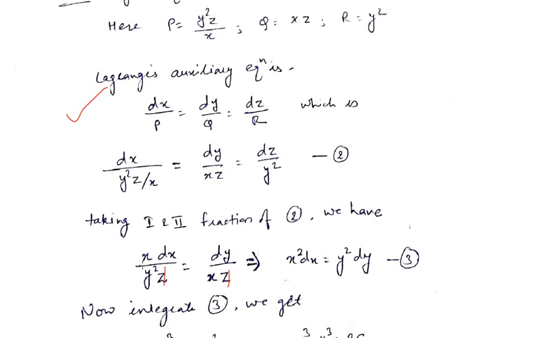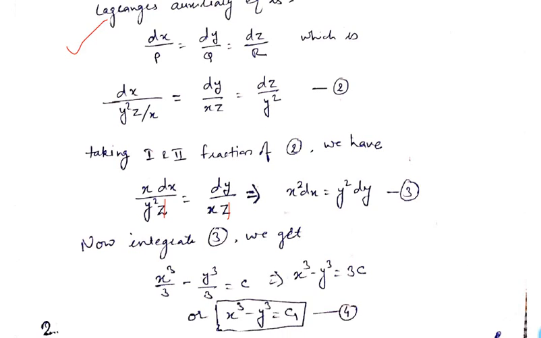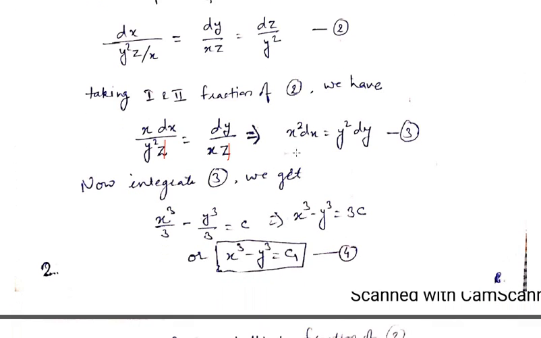Taking the first two fractions, we get x upon y square z dx is equal to 1 upon xz dy. The z cancels out, so the remaining terms can be expressed as x square dx is equal to y square dy. Now we integrate this and get x cube by 3 minus y cube by 3 is equal to c. Simplifying, we get x cube minus y cube is equal to 3c. As c is an arbitrary constant, 3c is also an arbitrary constant, so we can rewrite it as c1. So one integral is x cube minus y cube is equal to c1.